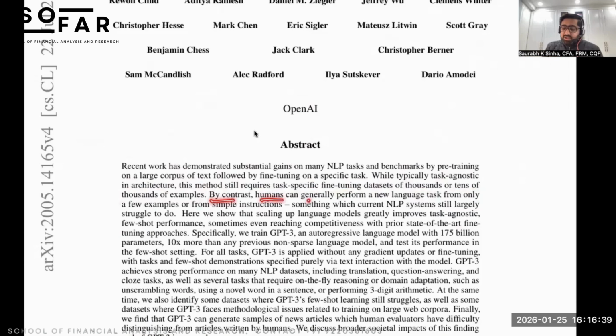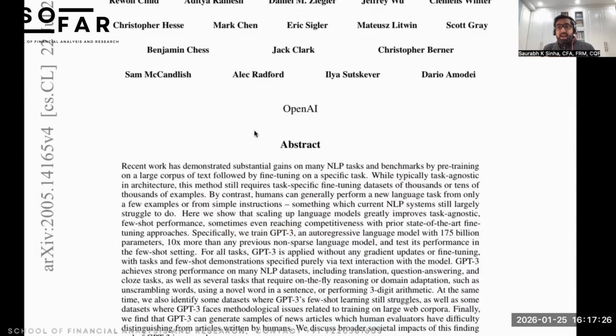By contrast, humans can generally perform a new language task from only a few examples or from simple instructions, something which current NLP systems still largely struggle to do. So basically, they are criticizing that large language models or NLP systems are not yet smart enough, and have not reached the level at which humans interact and learn new things. Here we show that scaling up language models greatly improves task-agnostic, few-shot performance, sometimes even reaching competitiveness with prior state-of-the-art fine-tuning approaches.